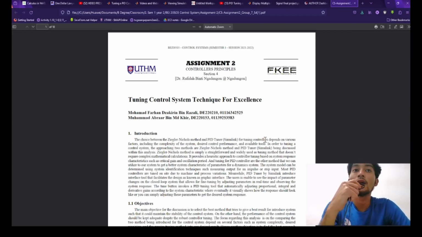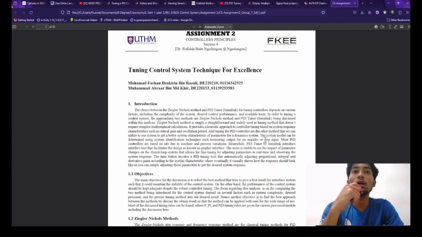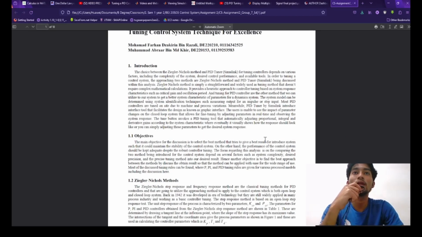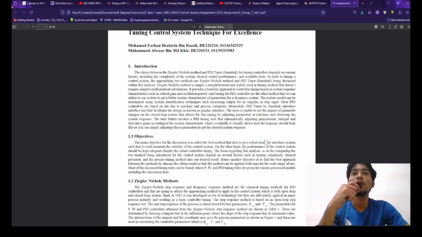DE220210. Today I would like to give the introduction for our assignment. The assignment gives a choice about tuning control system technique for excellence. We have two choices of method: the Ziegler-Nichols method and the PID tuner.